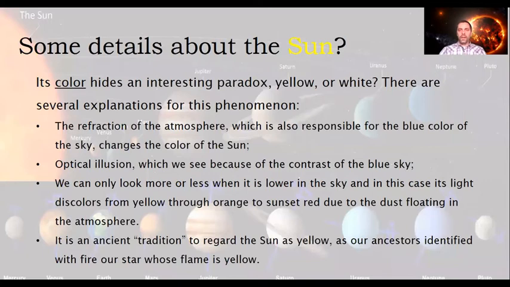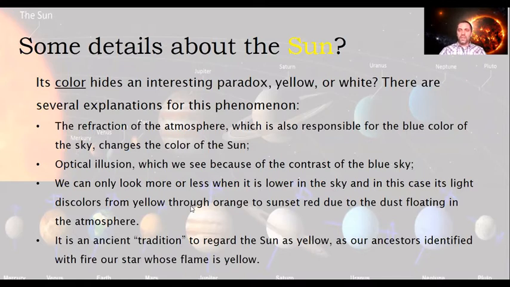Its color hides an interesting paradox. While the public consciousness is that the Sun is yellow, the light coming from it is actually white, even a standard of white. So why yellow then? There are several explanations for this phenomenon.